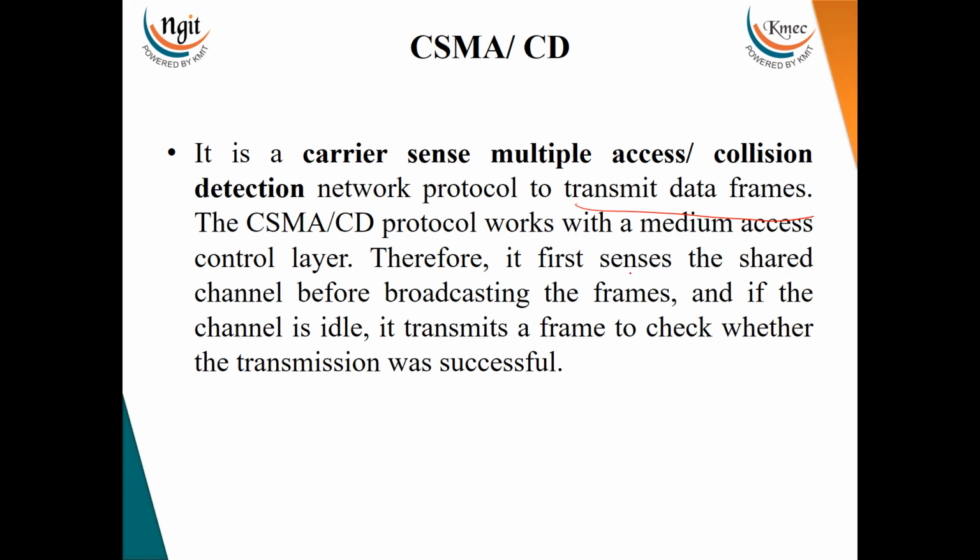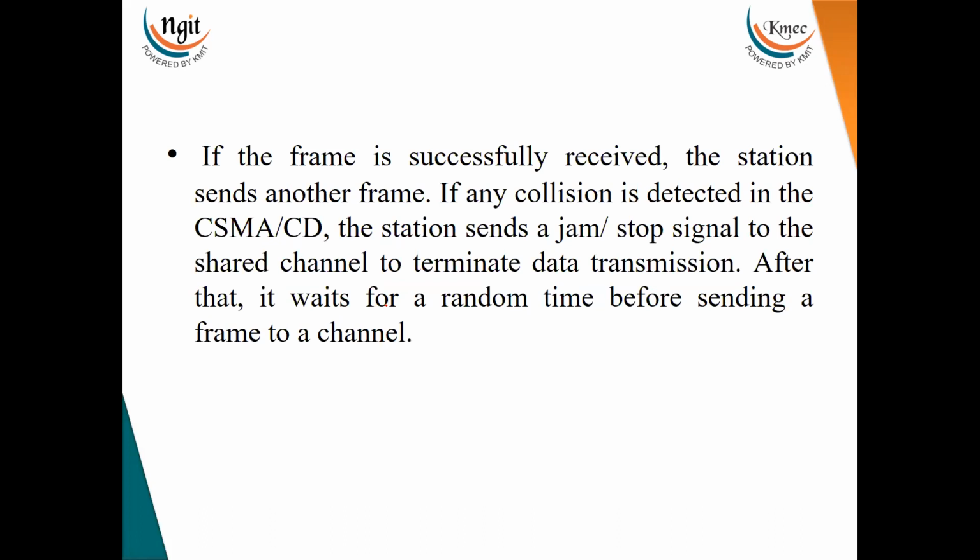Therefore, it first senses the shared channel before broadcasting the frames. If the channel is idle, then it transmits a frame to check whether the transmission was successful or not. If the frame is successfully received, the station is going to send another frame. If any collision is detected, the station sends a jam or stop signal to the shared channel to terminate the data transmission.